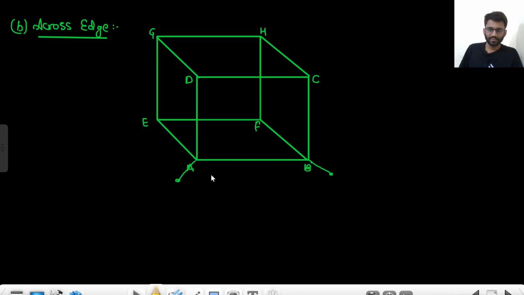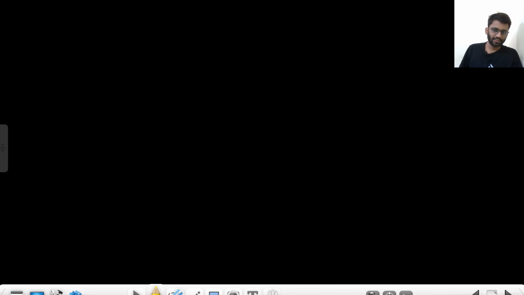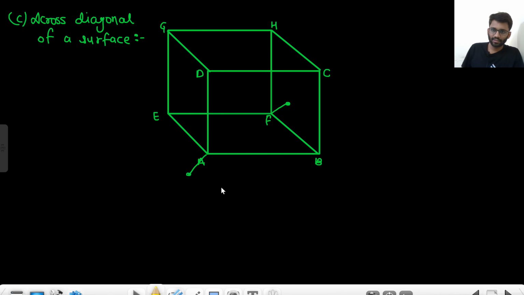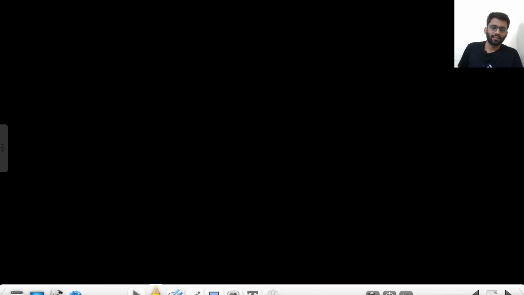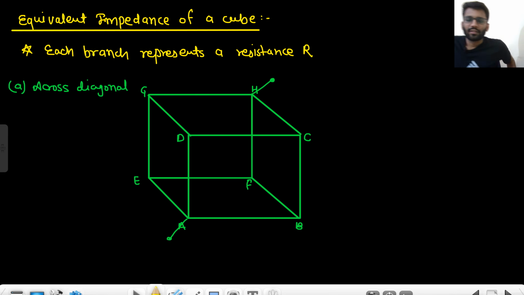Then we will find the equivalent resistance across an edge, these 2 points, and then we will find the equivalent resistance across a surface diagonal, these 2 points, A and F, AB and A and H. Okay, so let's start. First we will solve it with the concept of equipotential.